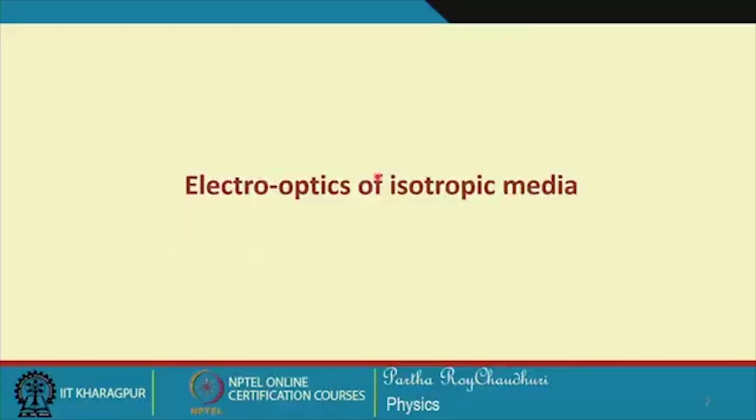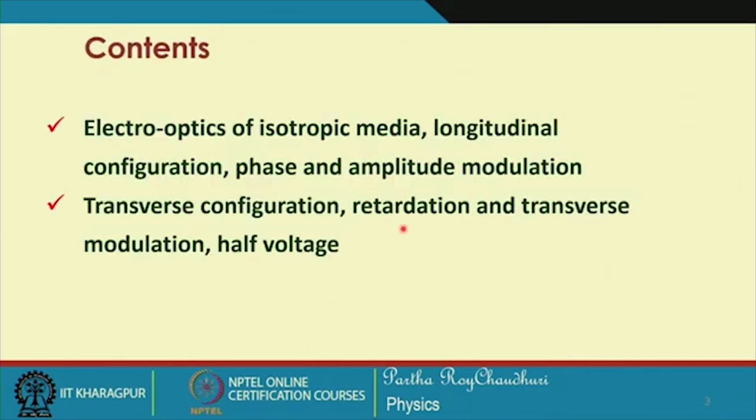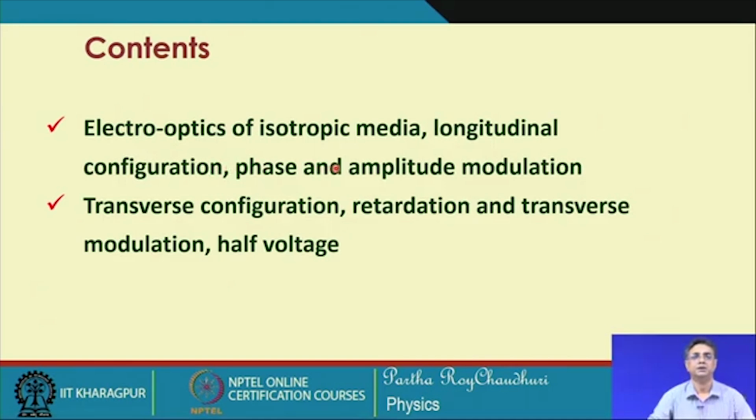And we will be again continuing with the electro-optics of this isotropic medium, in particular this gallium arsenide crystal, and we will be discussing now the longitudinal configuration, that is when you apply a voltage along the length of the crystal along which the light is propagating, then how it has to be configured for phase modulation and for amplitude modulation, then what will be the consequence of that in terms of the modulation by refringence, then half voltage.